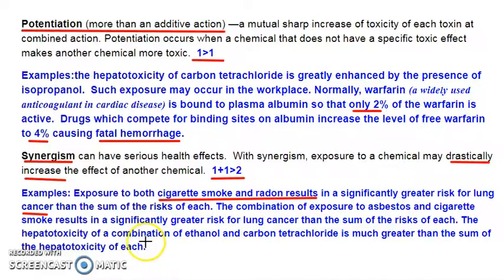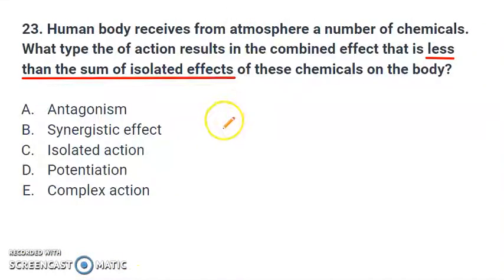The hepatotoxicity of ethanol and carbon tetrachloride is much greater than the sum of the hepatotoxicity of each. So, in this question, the type of combined effect that is less than the sum of isolated effects is obviously antagonism. The rest have been explained before. Thank you.